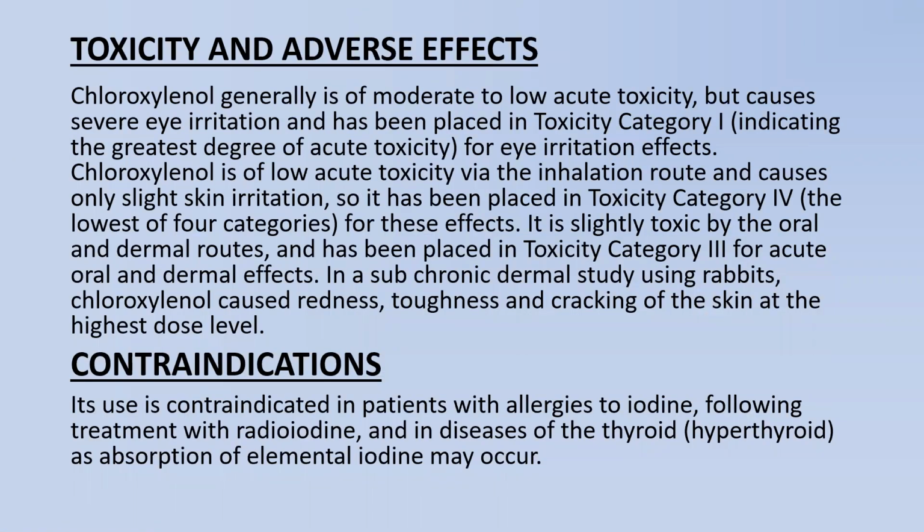Toxicity and adverse effects. When we talk about toxicity related to chlorhexinol, it is of moderate to low acute toxicity. It is divided into different categories based on the degree of acute toxicity. Category number 1 shows the highest degree of acute toxicity, which causes severe eye irritation. Category number 4 shows the lowest of the 4 categories and causes slight skin irritation. Category number 2 and category number 3 are responsible for acute oral and dermal effects. Chlorhexinol is also responsible for redness, roughness, and cracking of skin at very high dose levels.